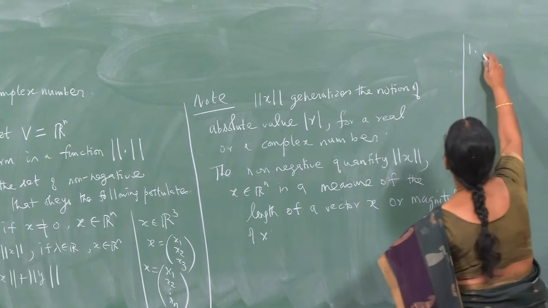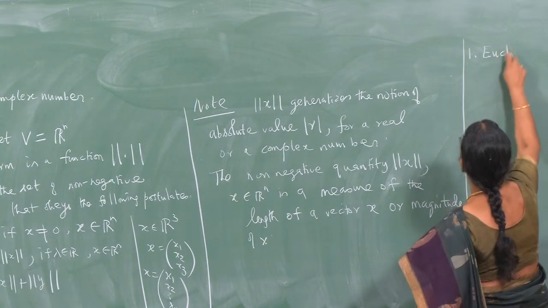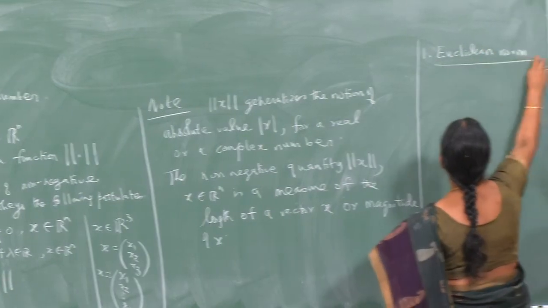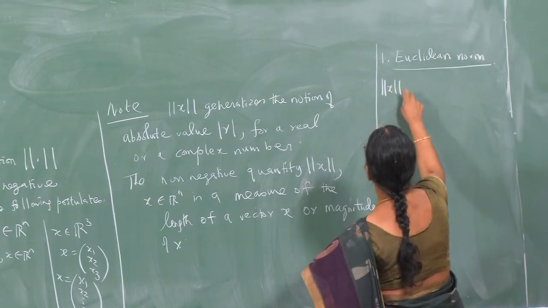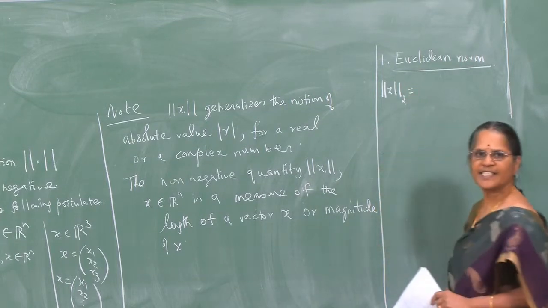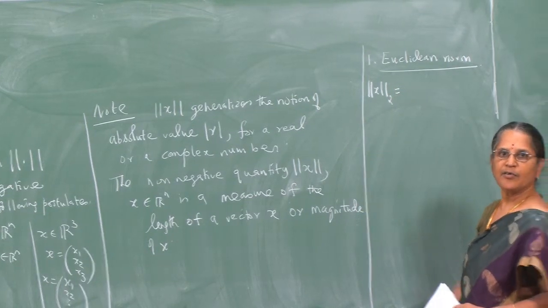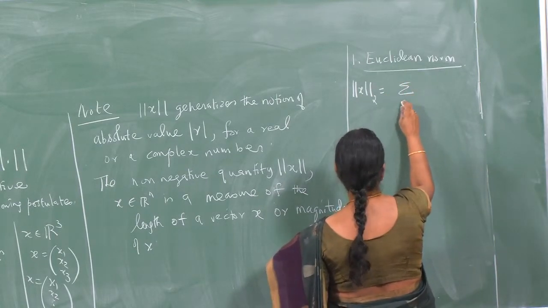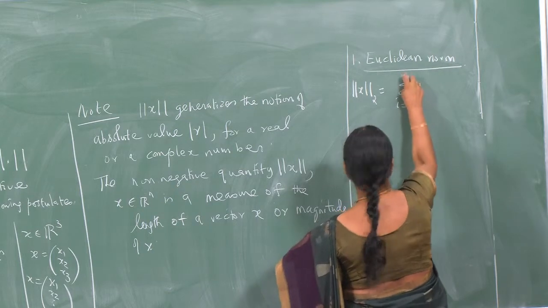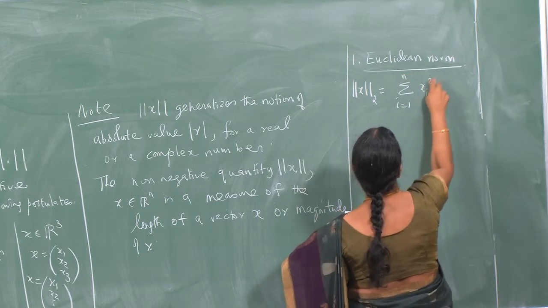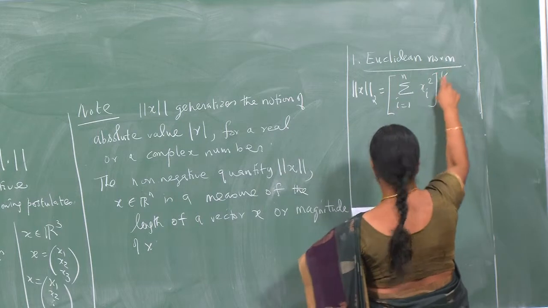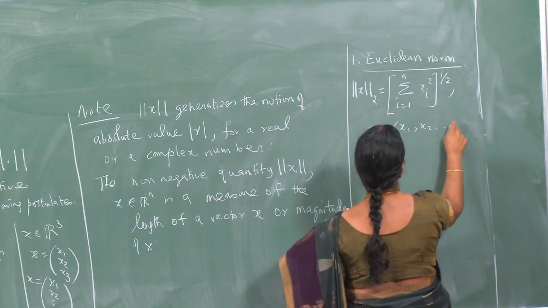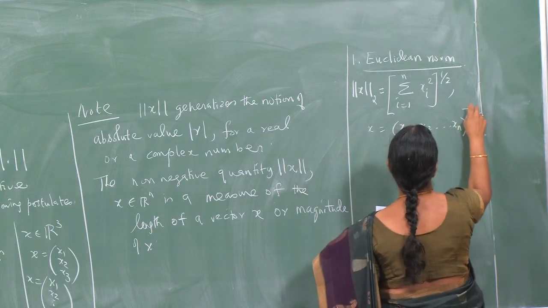So, one can introduce the Euclidean norm, which we denote by norm x suffix 2. It is just a notation. What does that mean? It is (sigma i equals 1 to n of x_i squared) whole to the power of half. And what is x? x has components x1, x2, etc., xn.